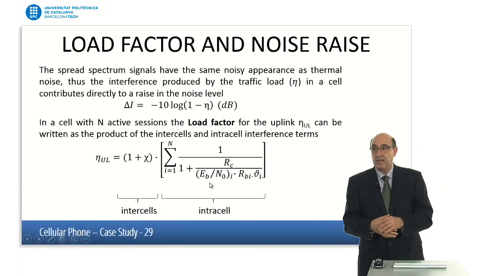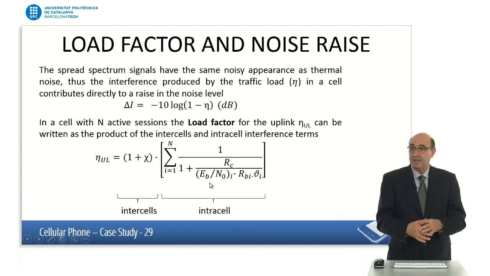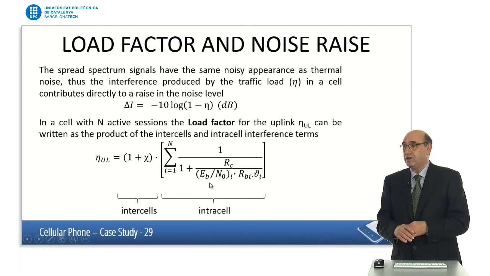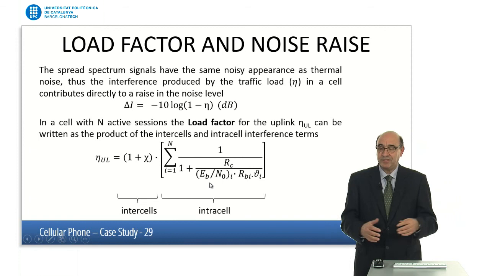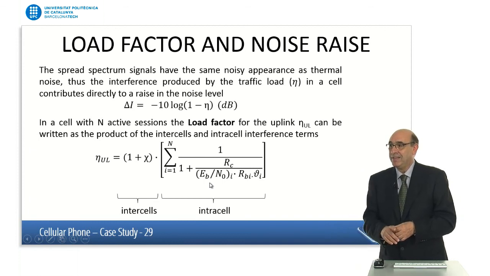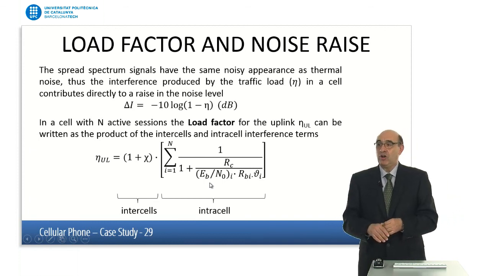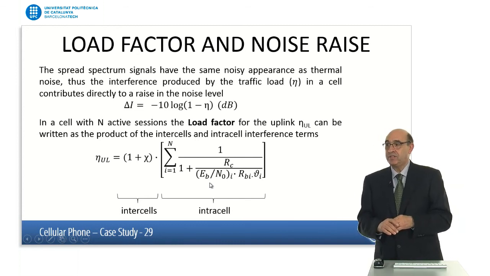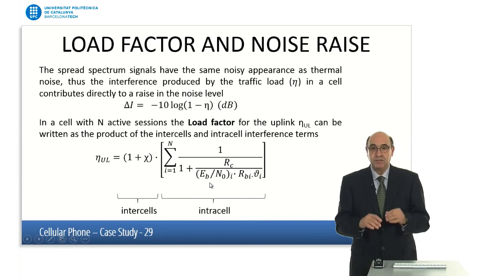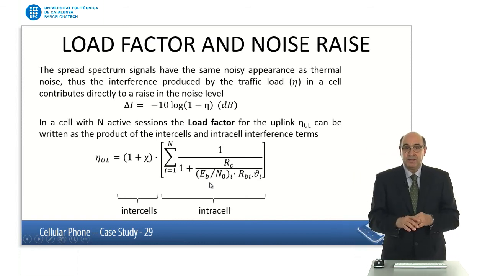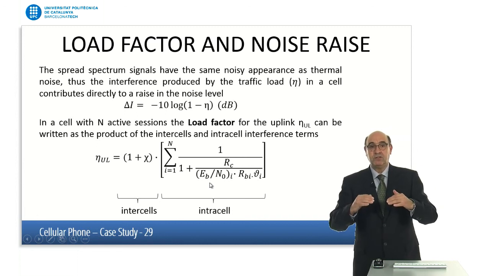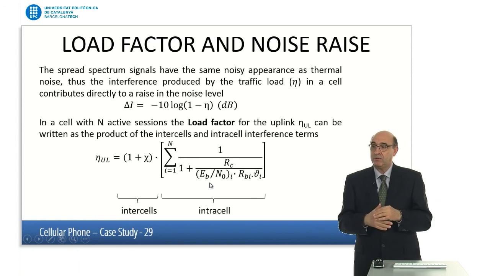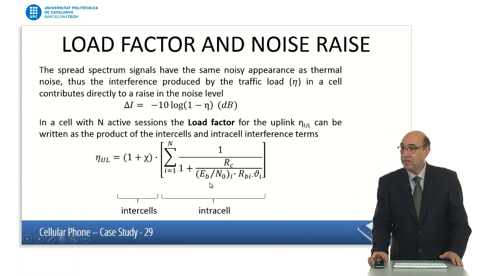This is on the good side. On the bad side is that all spread spectrum signals look like noise. So if you are not the only user, and certainly you are never the only user on a cell, that means that all other users are going to interfere with you. And this level of interference is going to be dependent on the traffic load in this cell. So this traffic will contribute directly to a rise in the noise level, and you have to consider it. And this is the way it's normally done.